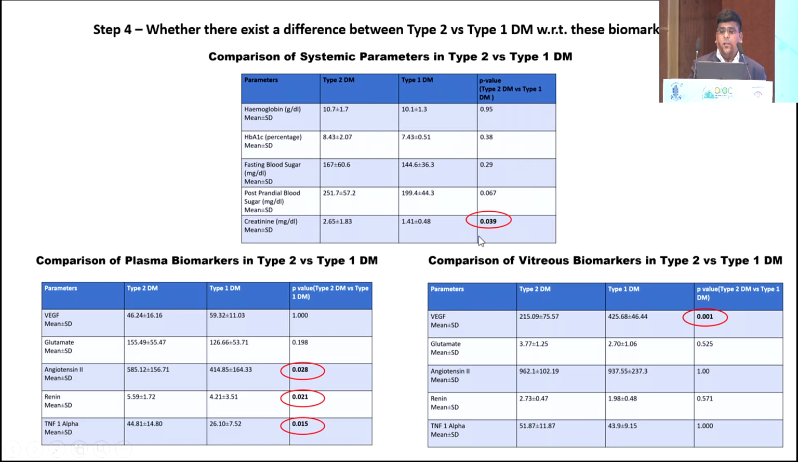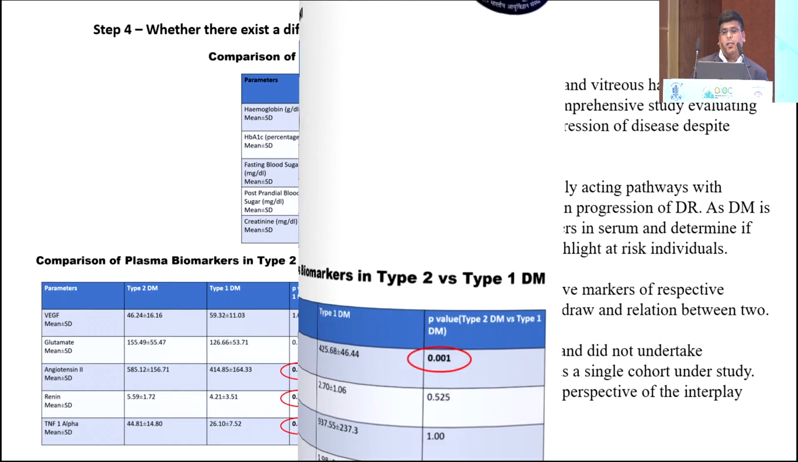And the vitreous levels, again we contrasted them. It was VEGF levels that were very high in cases of type 1 diabetes mellitus patients in vitreous as compared to type 2.